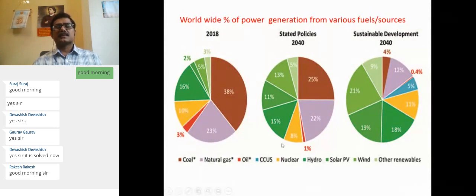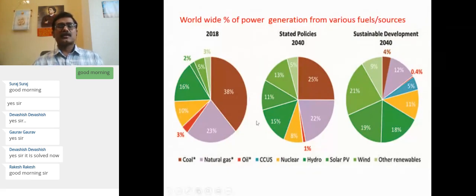Then the nuclear, a slight reduction from 10% to 8%. And the major shift can be seen on the left hand side. There is the color that we have in green in different shades: the hydro, solar, wind, and other renewables. Hydro can be seen currently at 16%. By 2040 it is 15%. So not much change is seen there for the contribution made by the hydro sector.